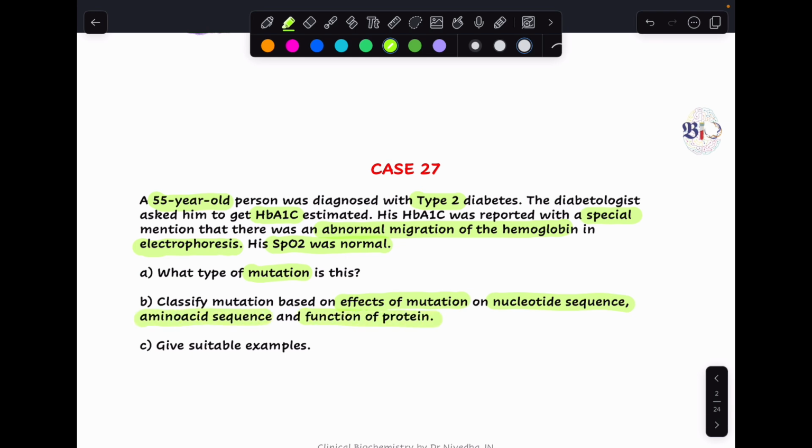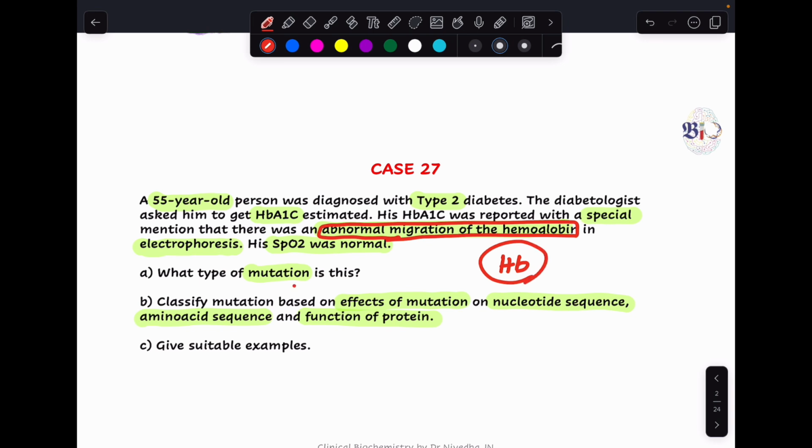So which disease have you learned? What disease can it be? There are some hemoglobinopathies, because they have mentioned an abnormal migration of hemoglobin. There should be some abnormal hemoglobin, is it not? So there can be a defect, there can be any hemoglobinopathy. That's what you can come to as a conclusion here.